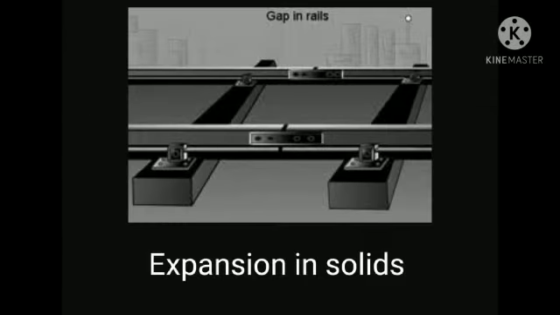The first one is expansion in solids. As you can see, railway tracks consist of two parallel metal rails joined together. But small gaps in them, called expansion gaps, are left because the rails expand during hot weather. To avoid damage, these gaps are left.